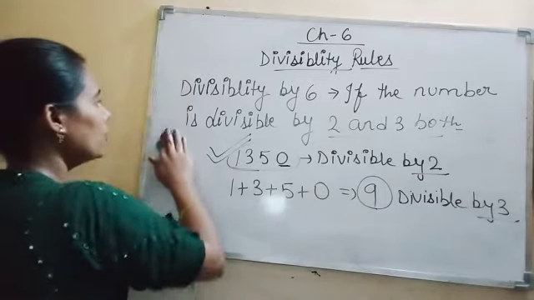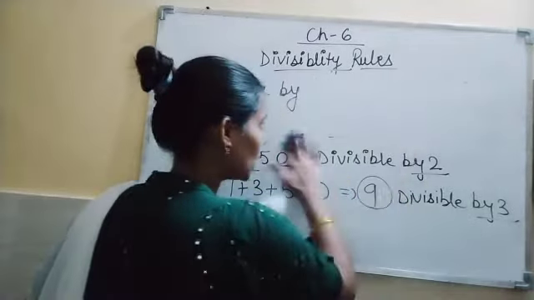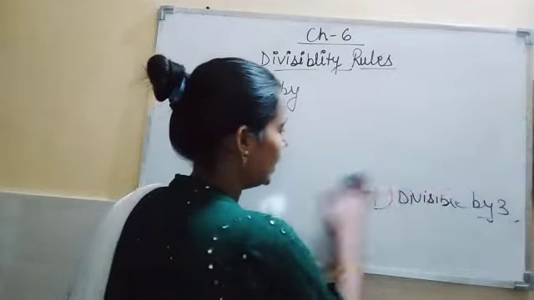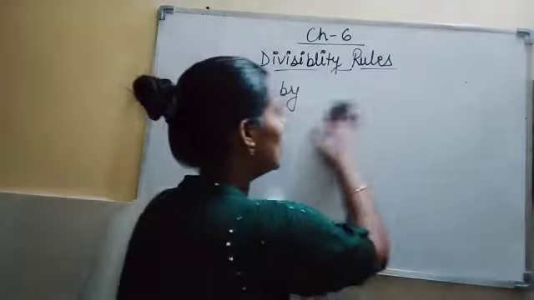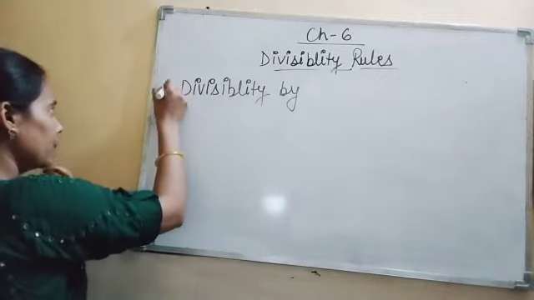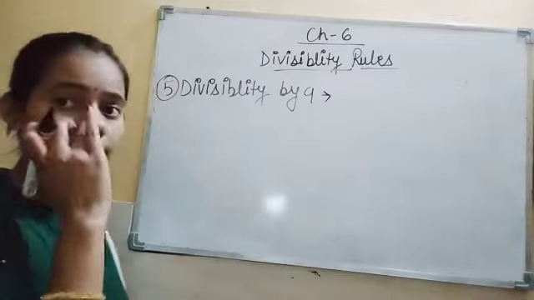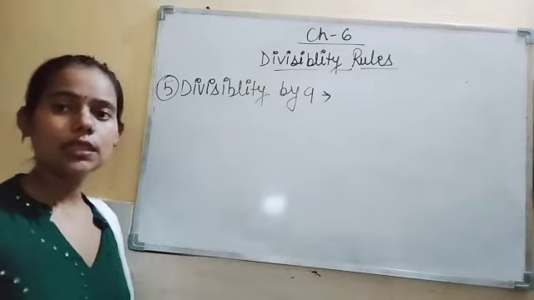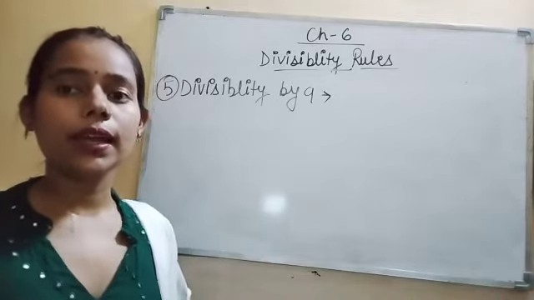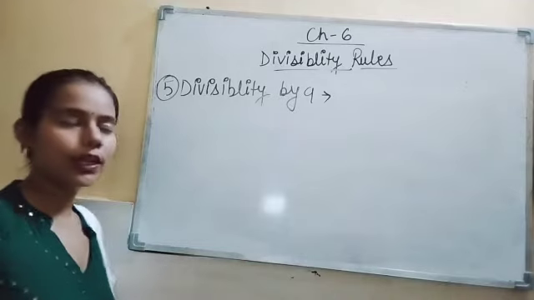So class, let's move forward. Our next rule is for 9. So class, the rule of 9 is similar to the rule of 3. If you learned the rule of 3, then you already learned the rule of 9, which is very simple. So class, here divisibility by 9 tells us that if the sum of the digits of the number is divisible by 9, then the number is divisible by 9. So we have to sum up the digits similar to the rule of 3.